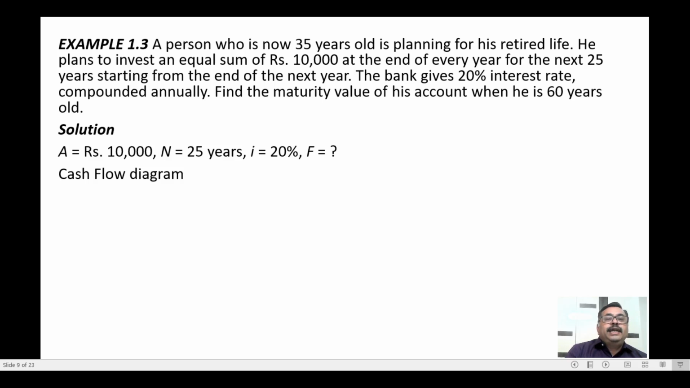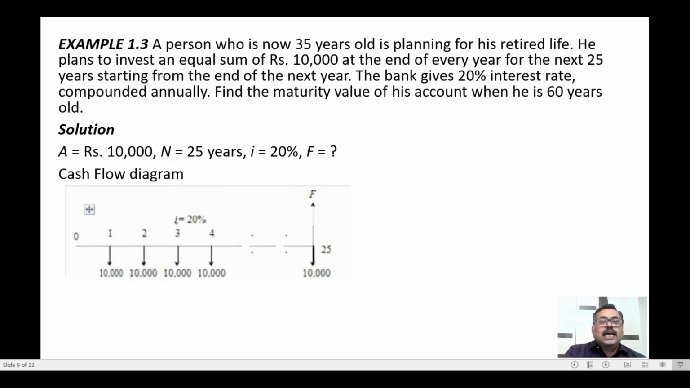The data that is being given, A is 10,000 rupees that he is putting every year. N is equal to 25 years. Be careful, don't get confused with N is equal to 35 years. A person is 35 years old. Some of the students in the examination we have seen, they have taken 35 years blindly and they have calculated. But the person's age is 35, but he is saving that particular amount for the next 25 years. I is equal to 20%. F is equal to how much?